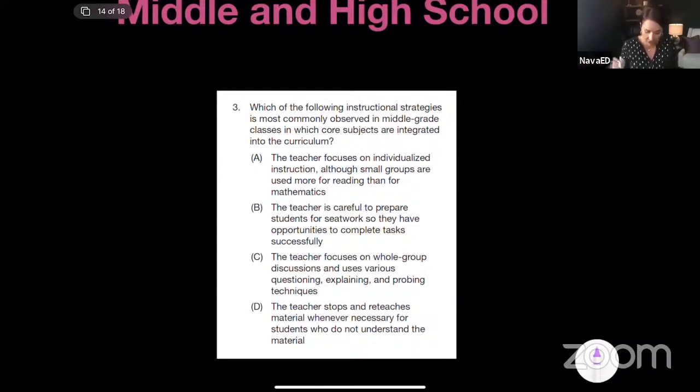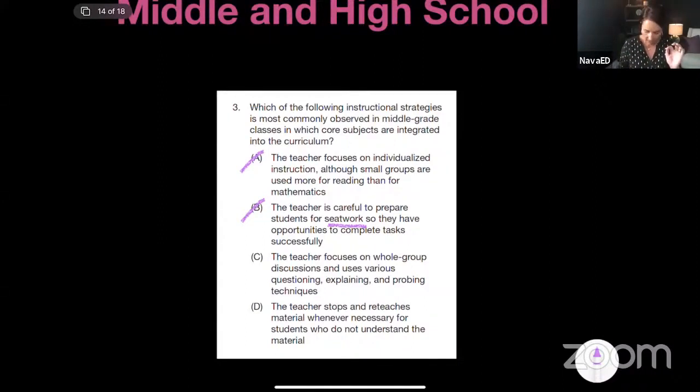First of all, let's start with the answer choices. The teacher focuses on individualized instruction, although small groups are used more for reading than for mathematics. Not in love with it. I'm going to take it off. The teacher is careful to prepare students' seat work so they have opportunities to complete tasks. I'm going to go with bad words here because seat work is kind of like that individualized homework thing. I'm not in love with it.